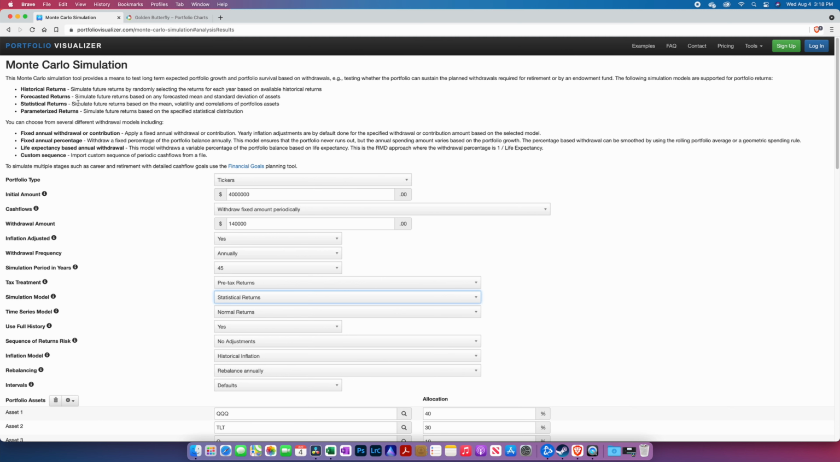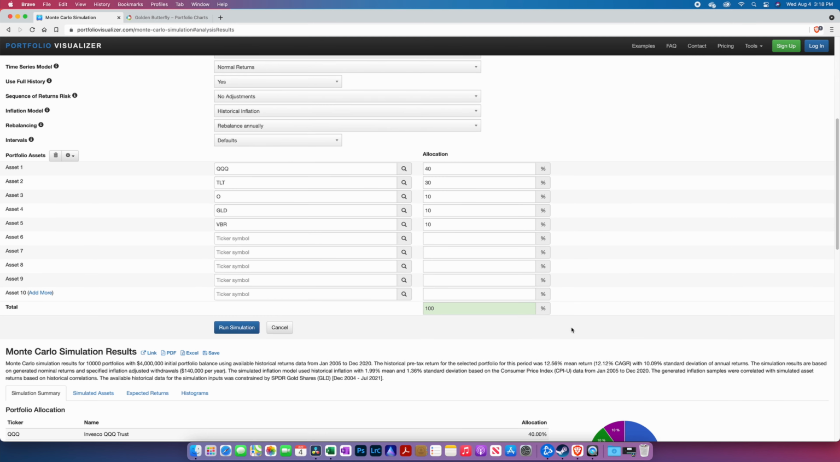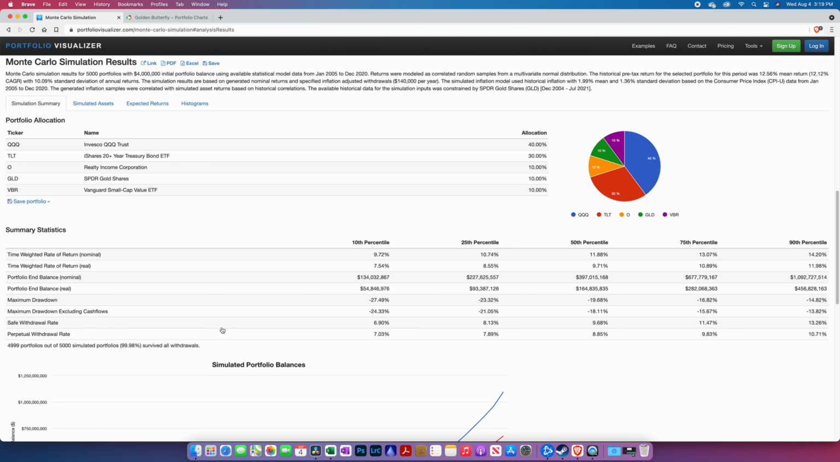So statistical returns is just simulating future returns based on the mean, volatility, and correlation of the portfolio, right? So if we were to change it from historical to statistical, it doesn't actually change the result all that much. If I were to run the simulation, you can see that it's roughly the same. Still $1 billion, still about 400 million, and then 134 on the worst end. So down below here, it drops a little bit, but again, I wouldn't call it statistically very different.